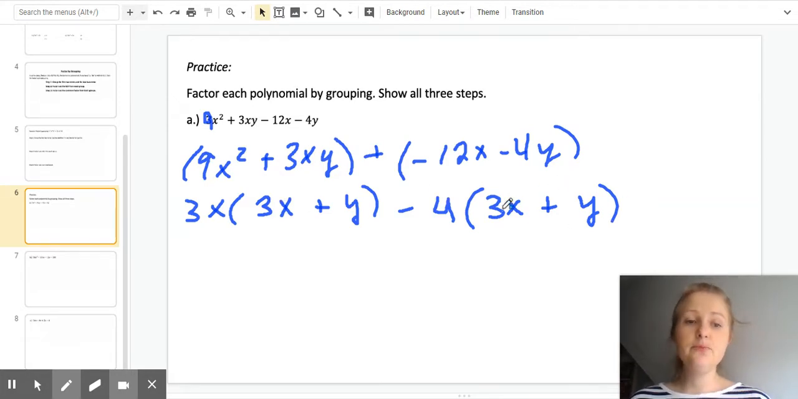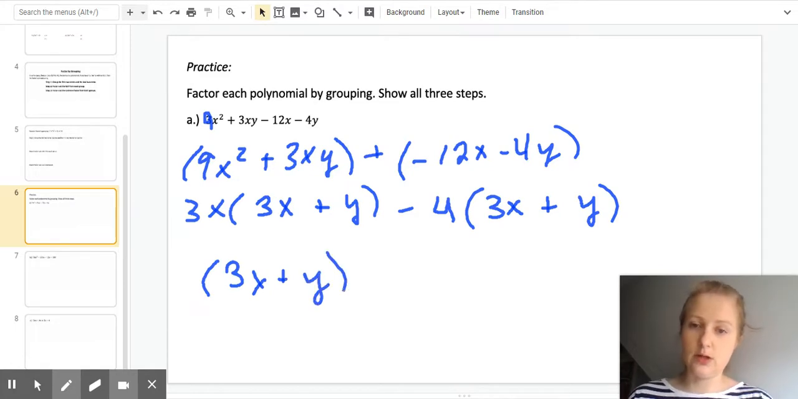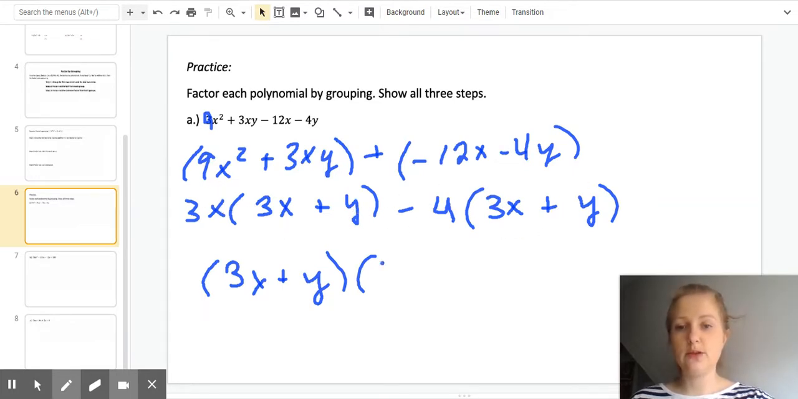So that worked out exactly how we wanted it because this set of parentheses is the same as this one. So now we factor out that like term. So 3x plus y, and then what we're left with once we factor out this and this is 3x minus 4. So 3x minus 4.